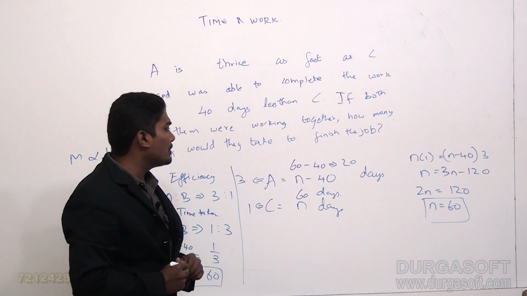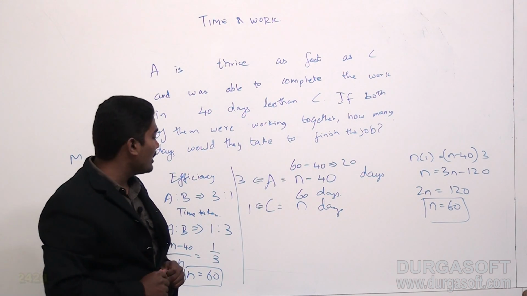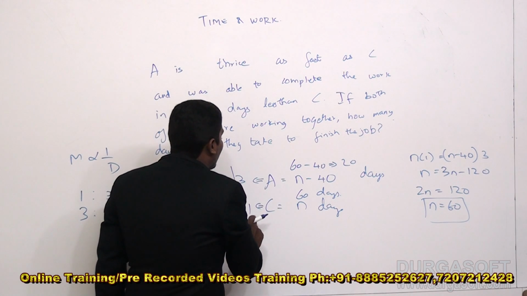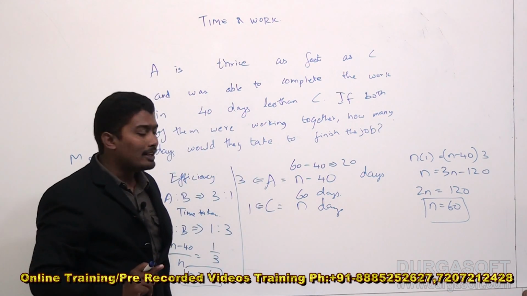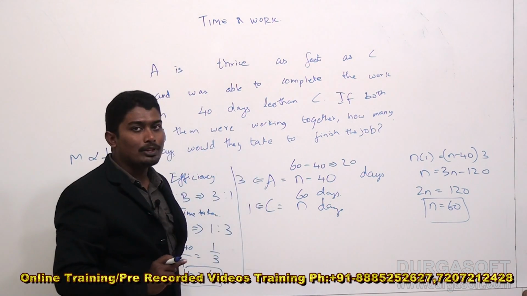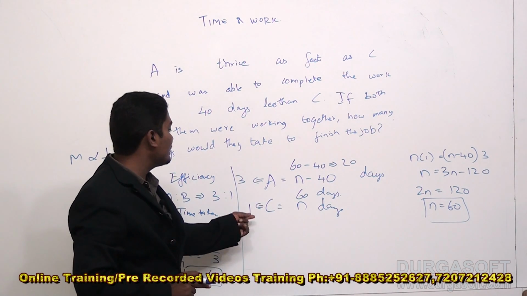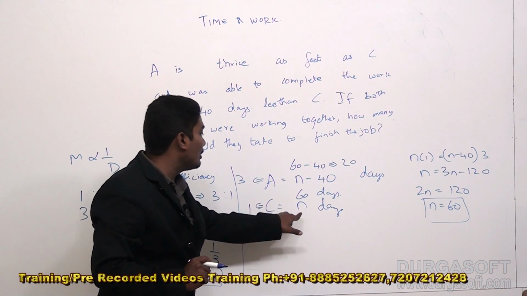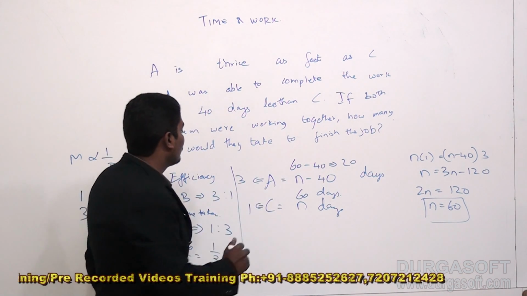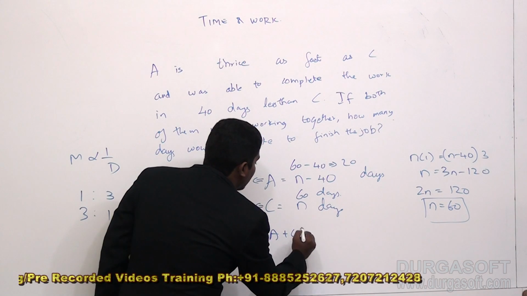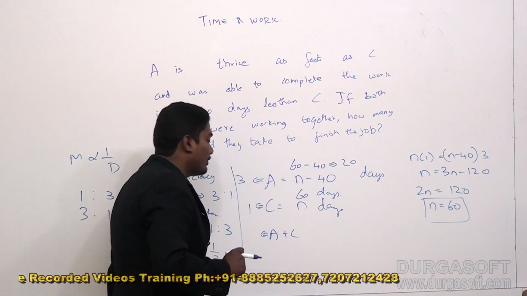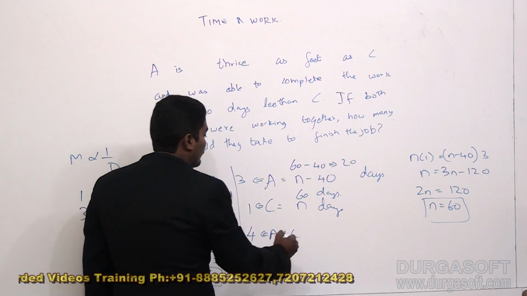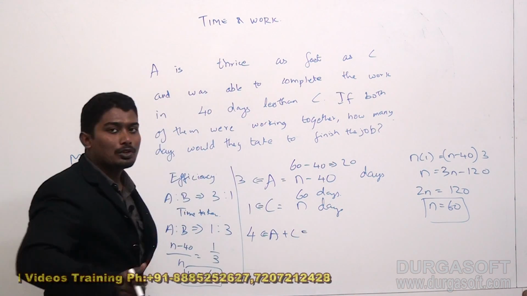However, for this question, you will not have to find the value of n in the first place. If you carefully observe, I know the efficiencies are in ratio 1:3. The total number of chocolates is 1 into n, n. If A plus C are working together, they will eat 3 plus 1, 4 chocolates per day.